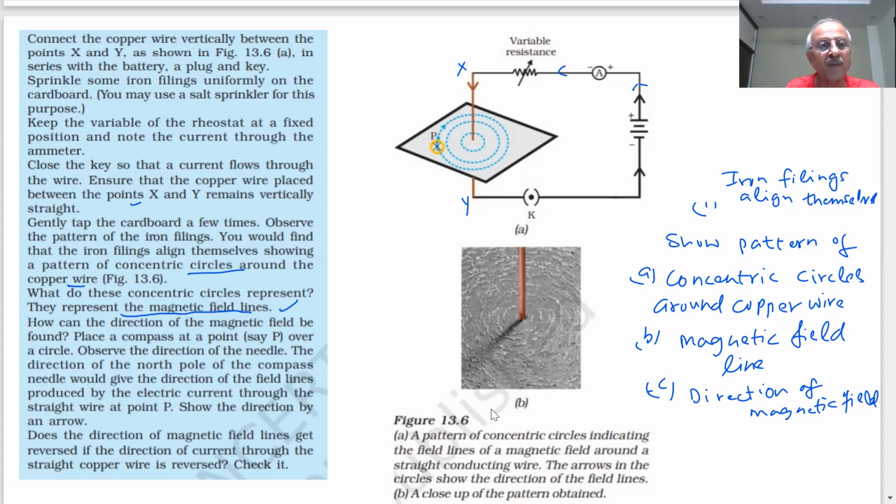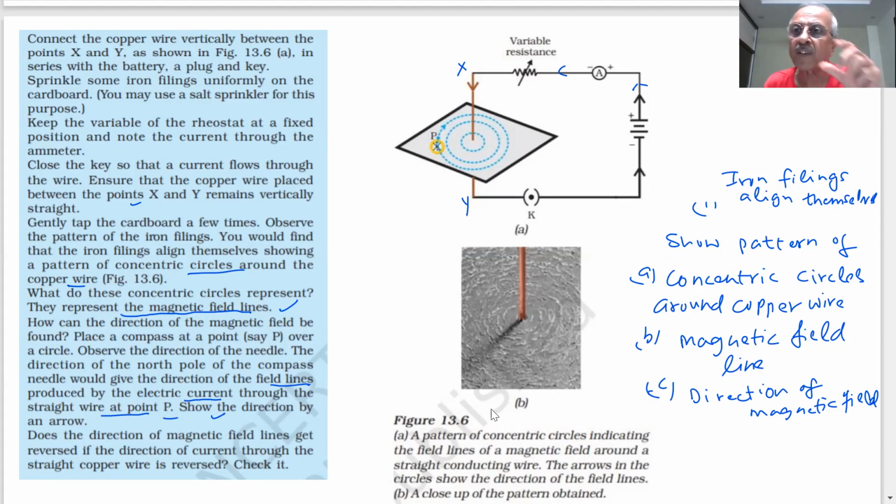So to find the direction of the magnetic field, you place a compass at point P. Observe the direction of the needle. The direction of the north pole of the compass would give the direction of the field lines produced by electric current through the straight wire at point O. Show the direction by an arrow.